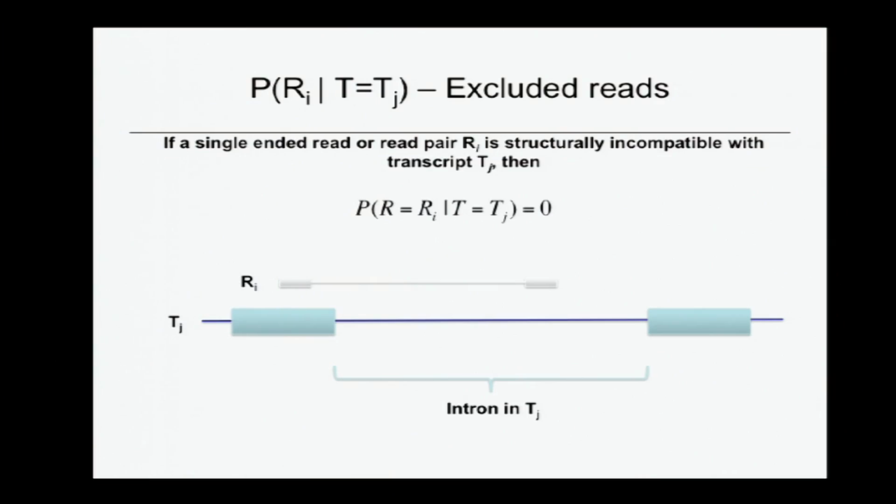One is that I can see a read that I know is incompatible with a given isoform. And therefore, the probability of seeing that read given the isoform is 0. And that's perfectly fine. And this can either happen with a single-ended read or with a paired-end read. And it's a conditional probability, so the probability of seeing read I given an isoform J can be 0.